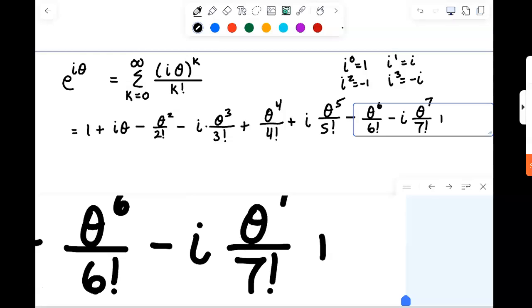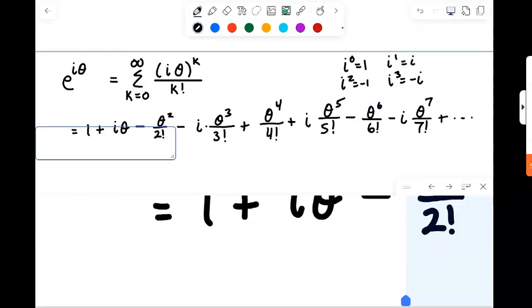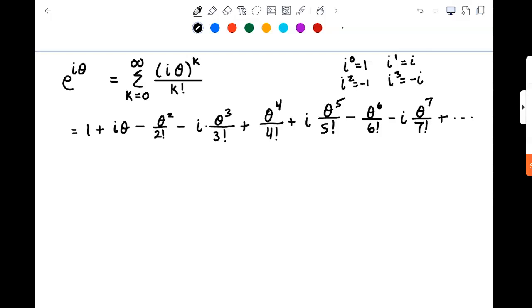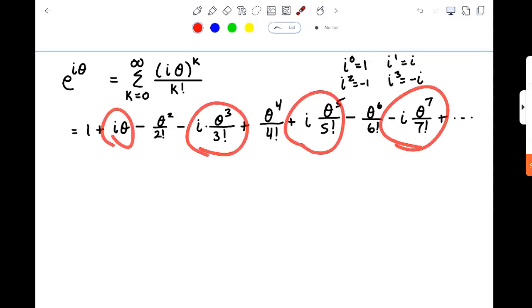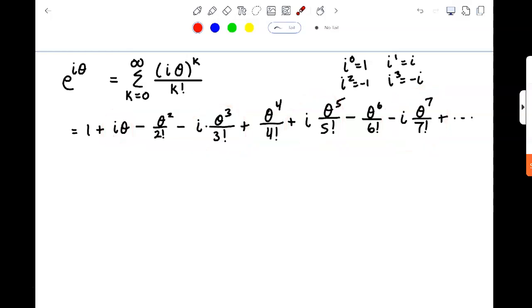And so on, repeating over and over. So you're going to have 2 positive terms, then 2 negative terms, 2 positive terms, and then 2 negative terms. And it's going to keep going like that. And notice that i shows up in half of them, and in the other half it's not there. Okay. But hold on, a little bit more here.